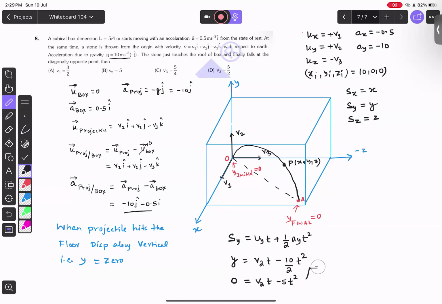This is going to give us two roots. One will be 0, correct. At t equals 0, y was 0. Displacement along vertical, which is the y direction, no? Y is vertical here, like the other case. The other root will be v2 by.